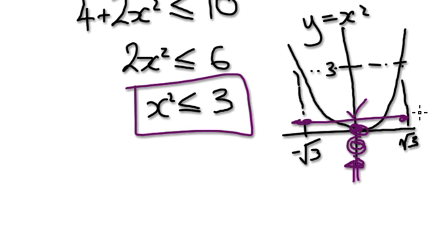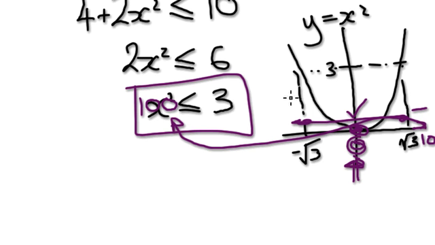But anything on the outside, let's say 10, 10 is bigger than root 3. So if you select a number 10 and put it into here, 10 squared is 100. You're saying the number 100 is less than or equal to 3, which is not true. That statement is not true. So any number on the outside here will be bad. Anything on the inside will be good.